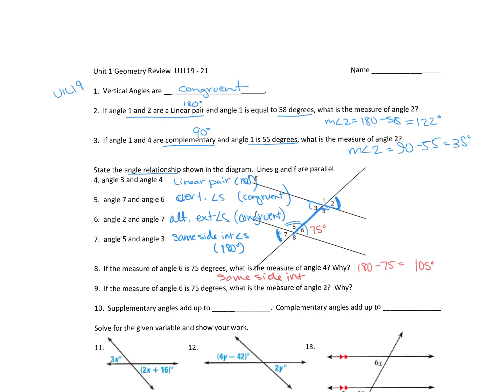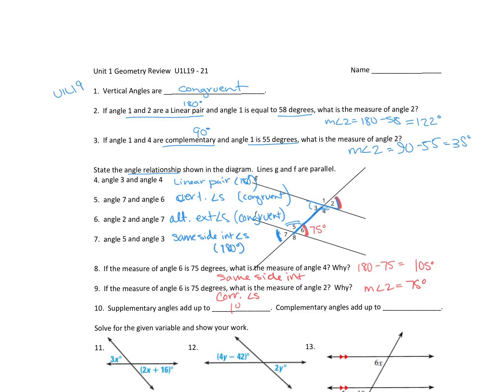If 6 is 75 degrees, what's the measure of angle 2? Well, 6 and 2 are corresponding angles. That means they're in the same location. They're both the top right angle in their little pot of 4. And so that means they would be congruent. So the measure of angle 2 would equal 75 degrees.